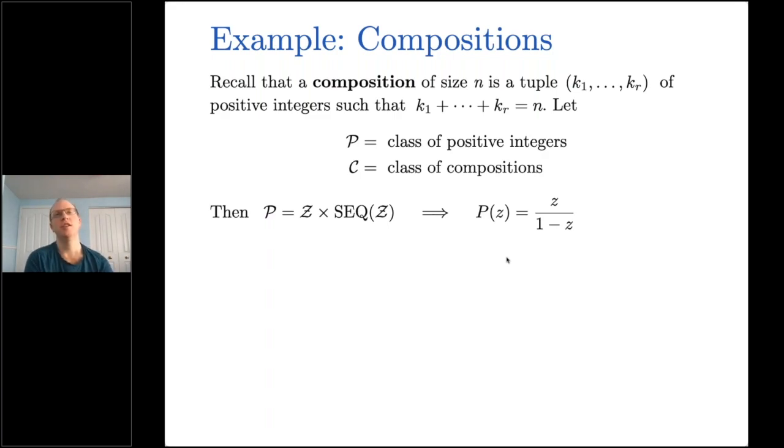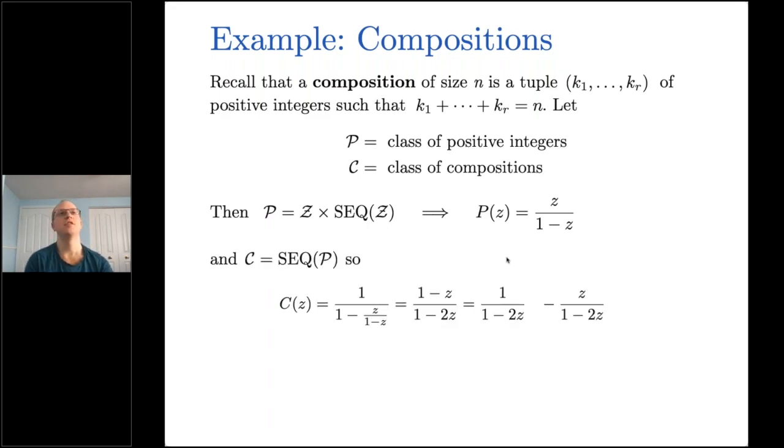Now, our compositions are all tuples of positive integers, which means that the class of compositions is just the sequence of positive integers. So what that means is that the generating function C(z) is 1 over 1 minus the class of positive integers, which is z over 1 minus z. Then you can do some algebra to simplify, and you get 1 minus z over 1 minus 2z. And then you can expand this out if you want.